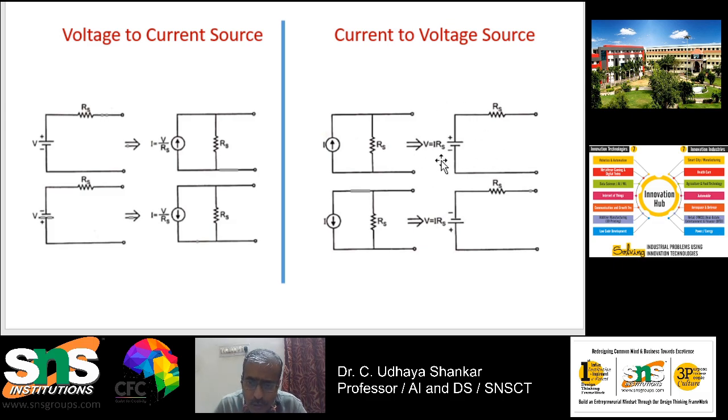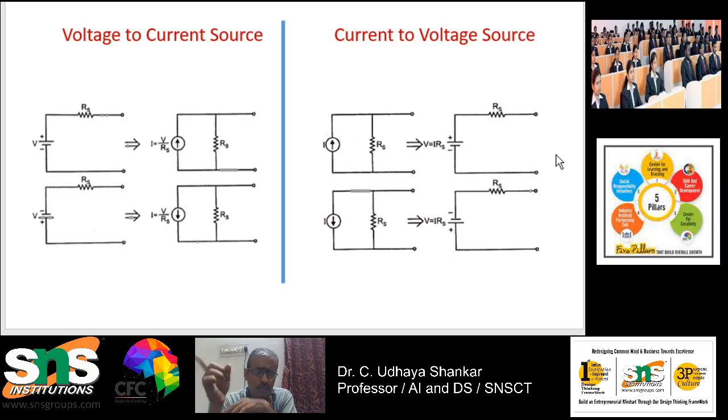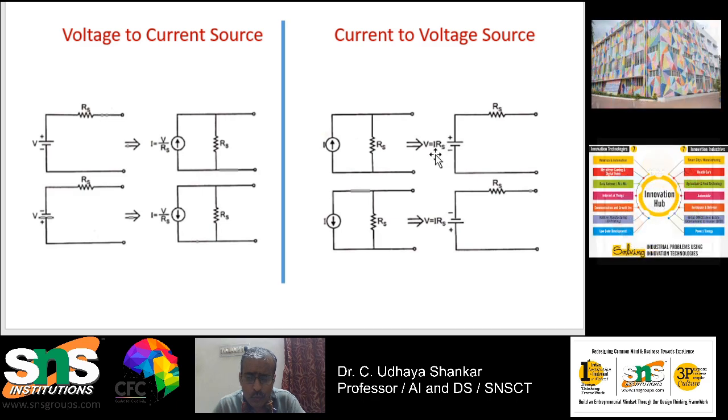How do we find the voltage source if I want to convert this current source to a voltage source? In solving some circuits, you will face circumstances where you want to convert a voltage source to a current source or a current source to a voltage source. So you should be very familiar with how to convert, and that's very important. So V equals IR. It's simple Ohm's law. I is there, R is also known.